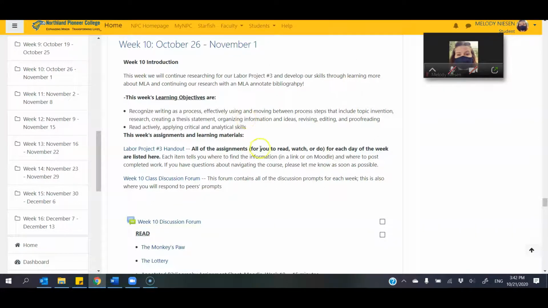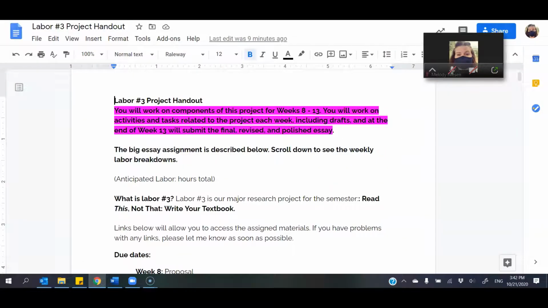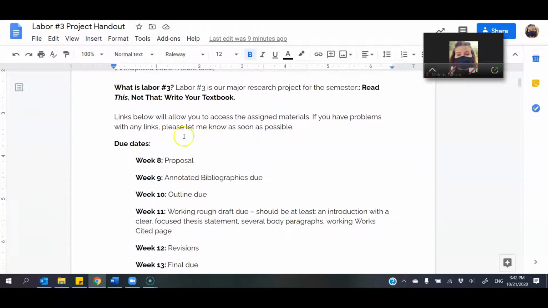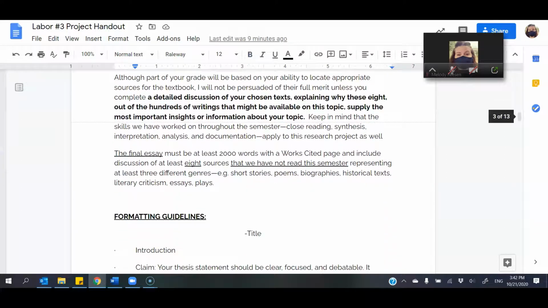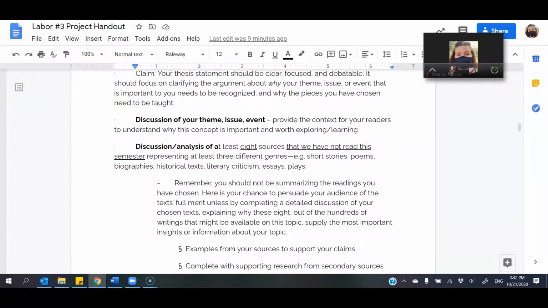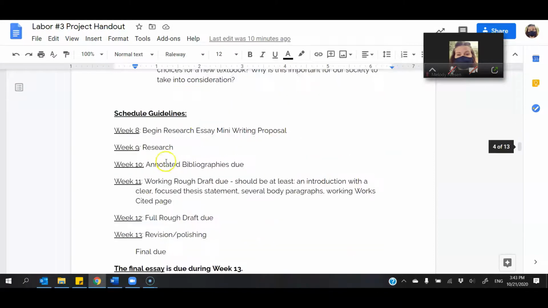So moving forward with this week, let's look at our labor number 3 project handout. Just a reminder again, the big essay is described up top for us. We're working on this for at least weeks 8 through 13, and I've given you instructions for what your final essay should look like, what you should be working towards, how long it needs to be, how many sources you need to have. I've given you assignment guidelines. So all of the details about the essay are in here up top. And then the assignments that we work on each week break the essay down into more manageable chunks that we can build off of. So let's go ahead and scroll down to week 10.